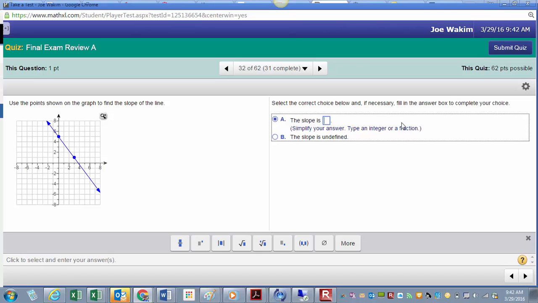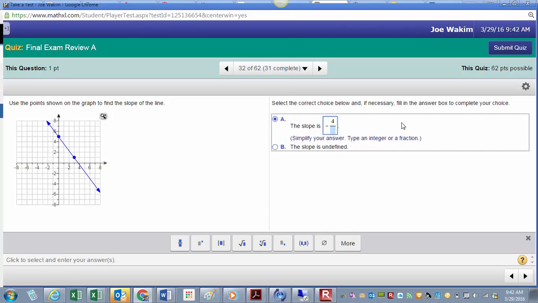Let's do it one more time. Start from this point. Let's go down. Let's rise. 1, 2, 3, 4. We're going down. That's a negative 4. Let's go to the run now. 1, 2, 3. That's a plus 3. So negative 4 over 3 is the rise over the run and the slope of the line. Let's go to the next one.